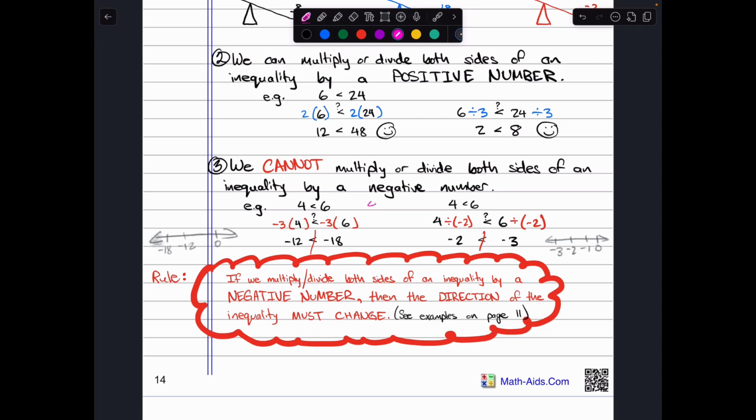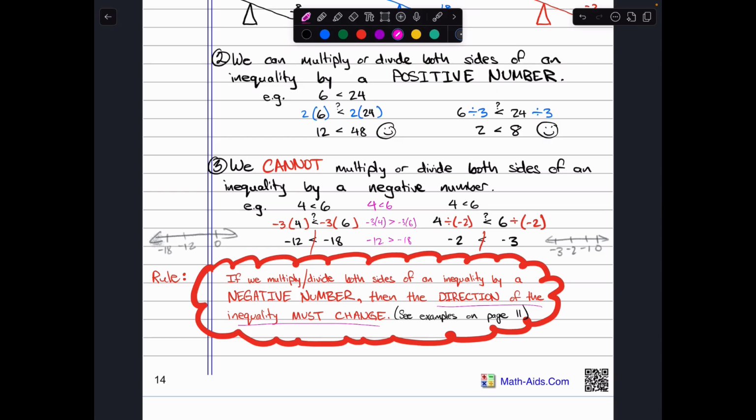So, for example, if we had 4 is less than 6, we can multiply both sides by -3, as long as we change the direction of the inequality. So if it was less than, we're going to switch it to greater than. And then we get a true statement in the end. -12 is actually greater than -18.